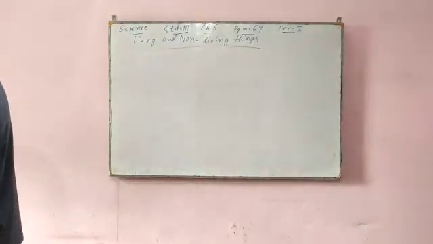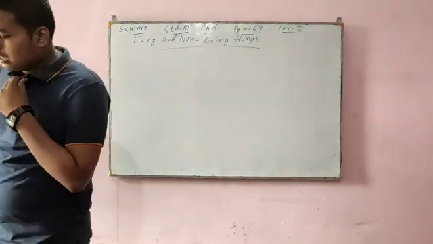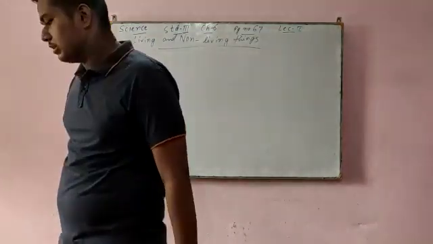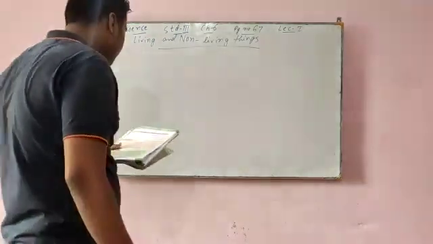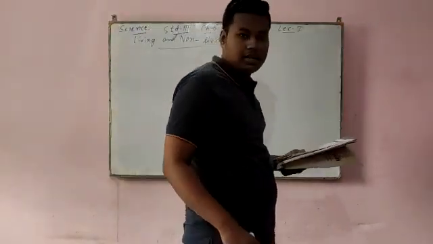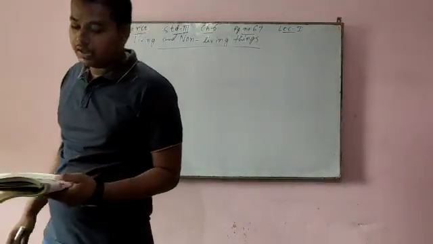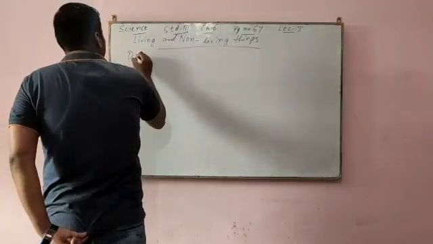So today I am going to teach you science. Chapter 6 is going on, living and non-living things. I have to teach the differences between plants and animals. Okay, page number 67. Although both plants and animals are living things, they have some differences between them. So we'll see the differences between plants and animals.